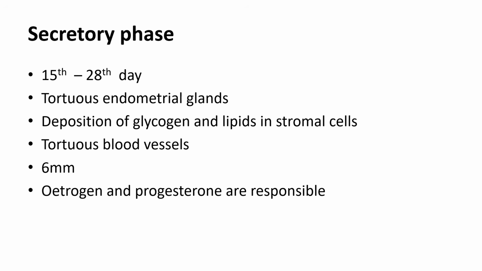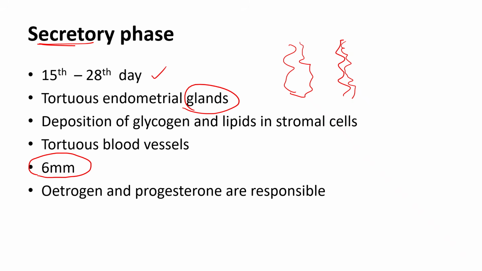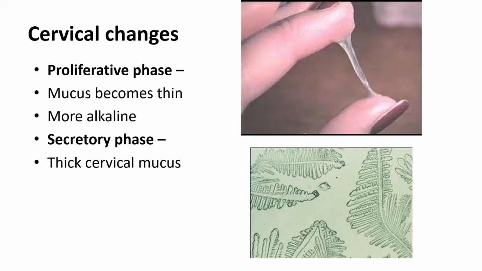Coming to the secretory phase, it is from 15th to 28th day. Now secretory is somewhat concerned with the glands, so the glands become tortuous and the blood vessels become dilated and thickness increases to 6 mm, and it is dependent on both estrogen as well as progesterone. And coming to the cervical changes, primarily the mucus.